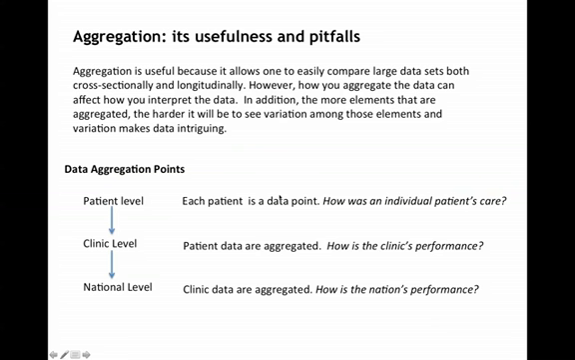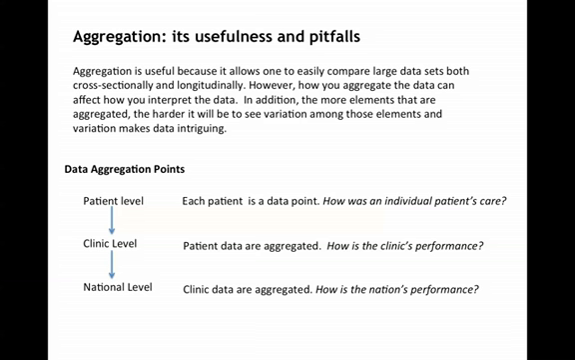So the rest of the presentation really talks a lot about aggregation. It's both its usefulness and its pitfalls. So aggregating data is useful because it allows us to easily compare large data sets, both cross-sectionally and longitudinally. However, when you aggregate the data, it can affect how you interpret the data. The more elements that are aggregated, the harder it will be to see variation among those elements. And really, variation is what makes data intriguing.